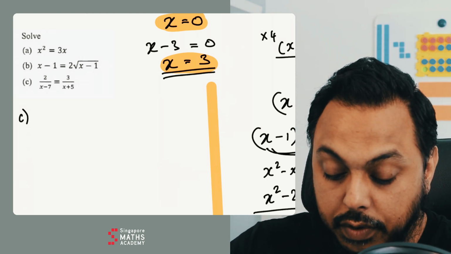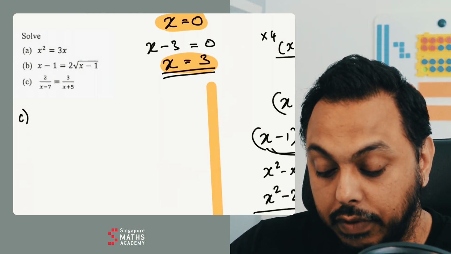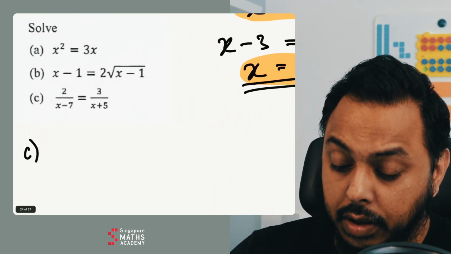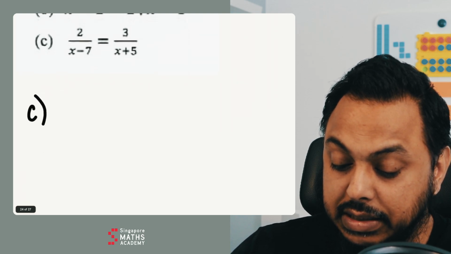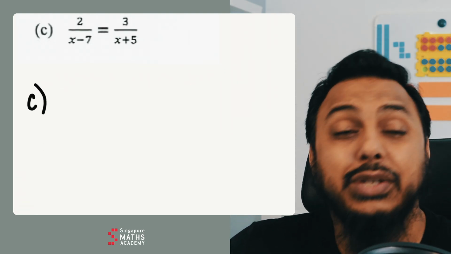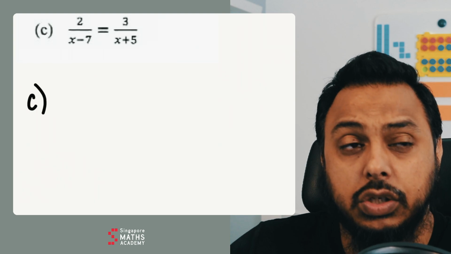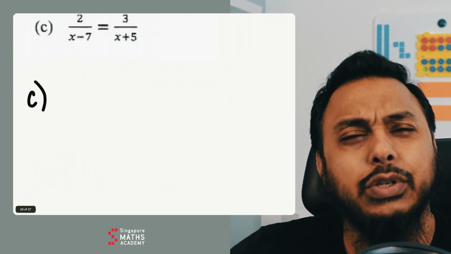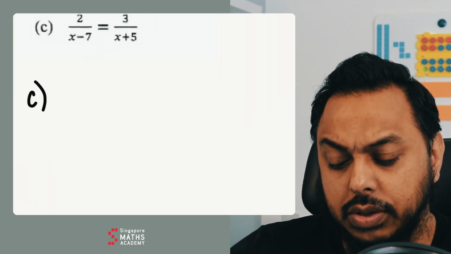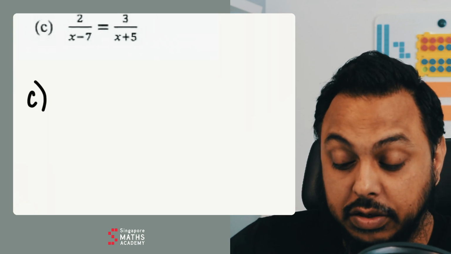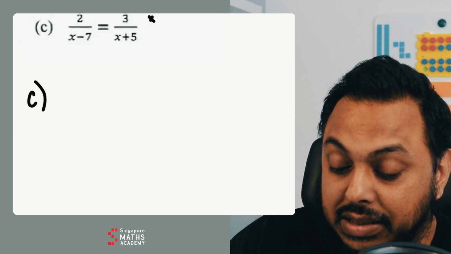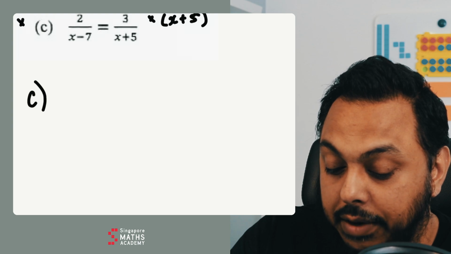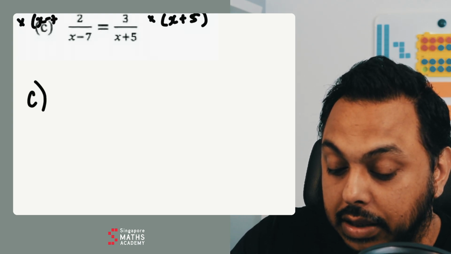2 over x minus 7 is equal to 3 over x plus 5. And so to solve this equation, I'm going to try to get rid of the fraction, but there's a fraction on both sides. How do I do that? Well, how did we get rid of the denominators in the past questions? We multiplied by the denominators, right? And so I'm going to multiply this side by x plus 5, and this side by x minus 7.